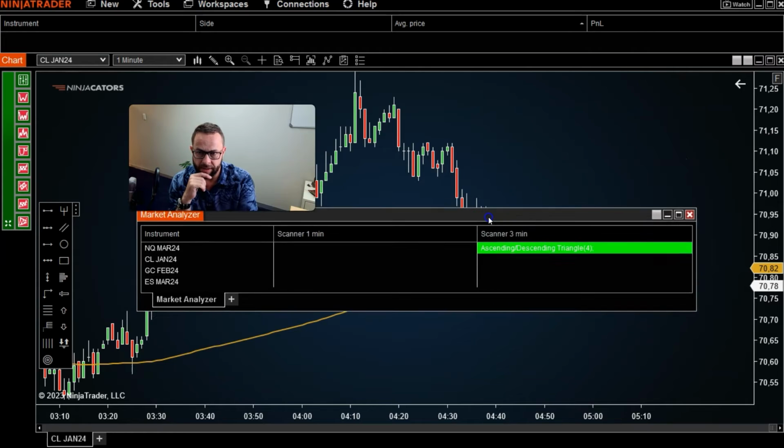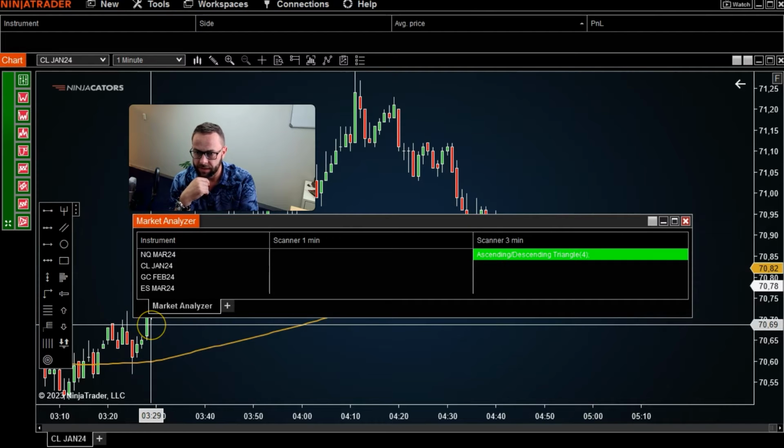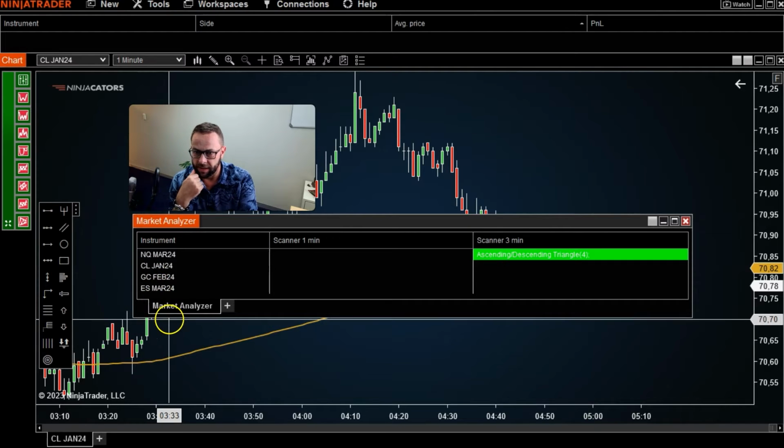Again, keeping an eye on my trend scanner. I've actually got patterns on multiple markets that I'm looking for to trade. The Nasdaq, crude oil, gold, and the ES.